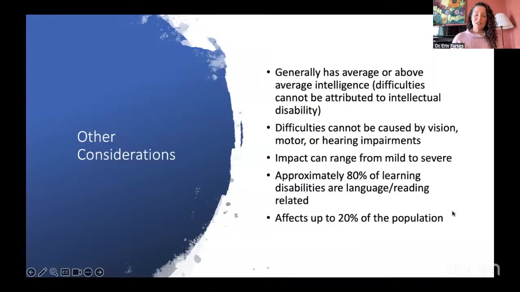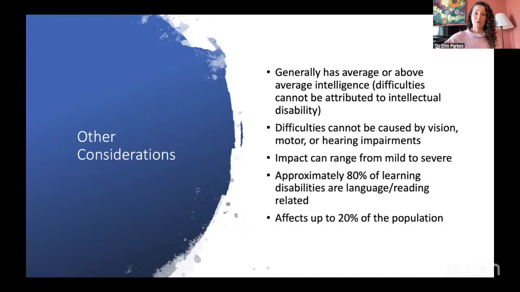So some other considerations about learning disabilities before we get into the specifics. Generally, somebody with a learning disability has average or above average intelligence. A learning disability has nothing to do with intelligence. It's just other issues that create challenges in learning. But part of the definition is that these difficulties cannot be attributed to an intellectual disability. So if somebody has an intellectual disability, they will not also be diagnosed with a learning disability. Also, the difficulties cannot be caused by vision, motor, or hearing impairments. So it really needs to be a cognitive issue here.